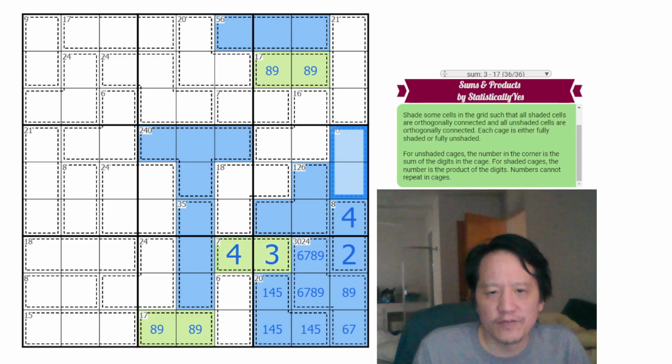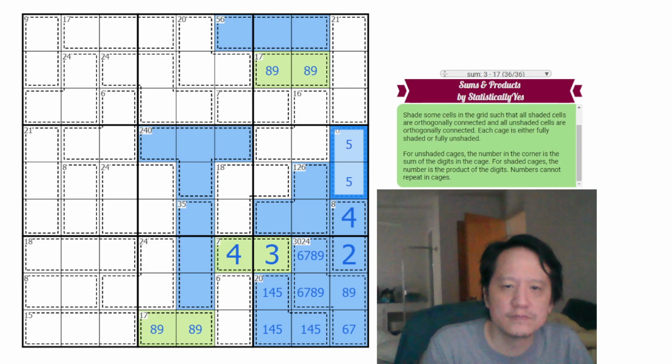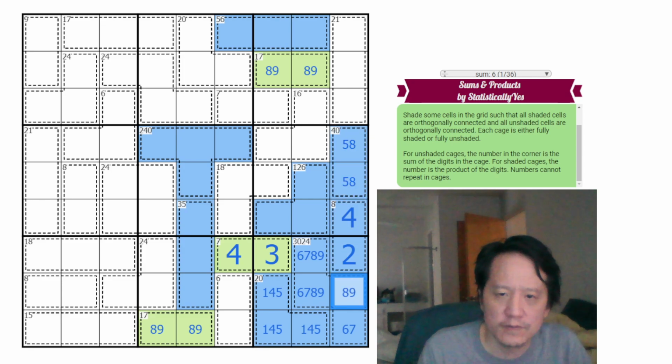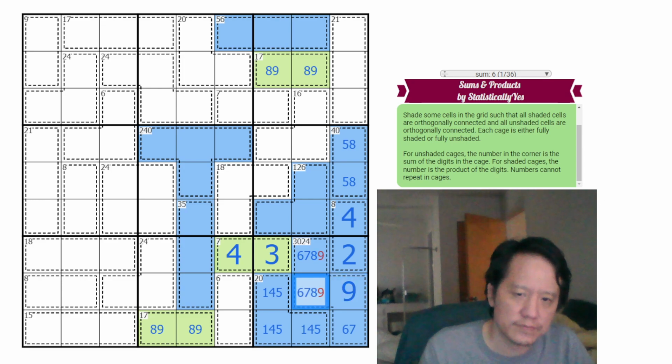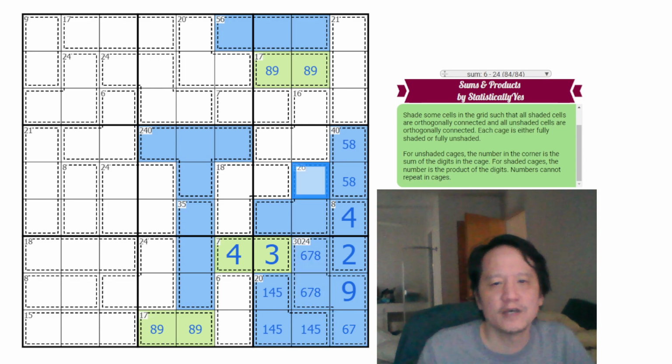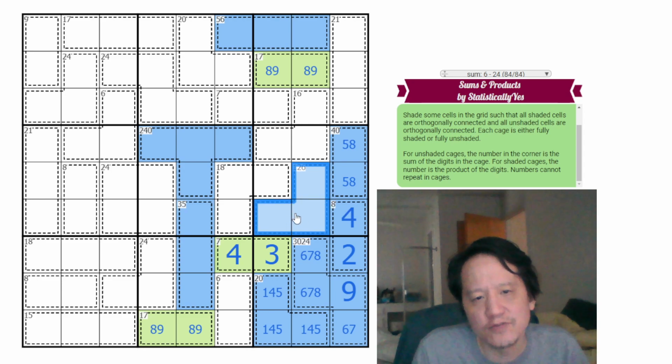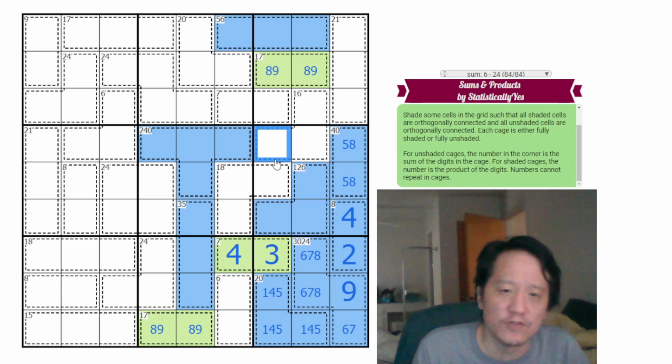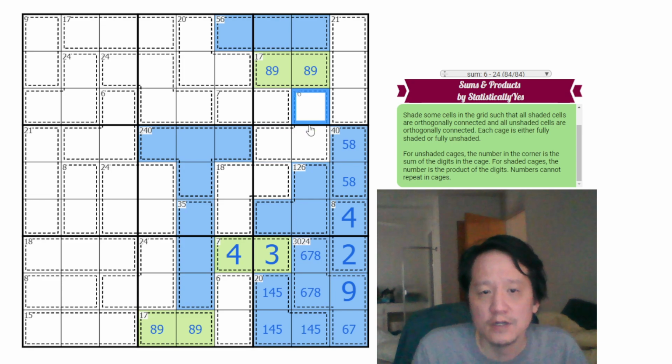Okay, this has to be 5 and 8. Which means this is 9. This has to have a 7, but it does not have to be 2 and 9. Right? It could be 3 and 6, and in fact it has to be 3 and 6 because of just the counterexample we saw.